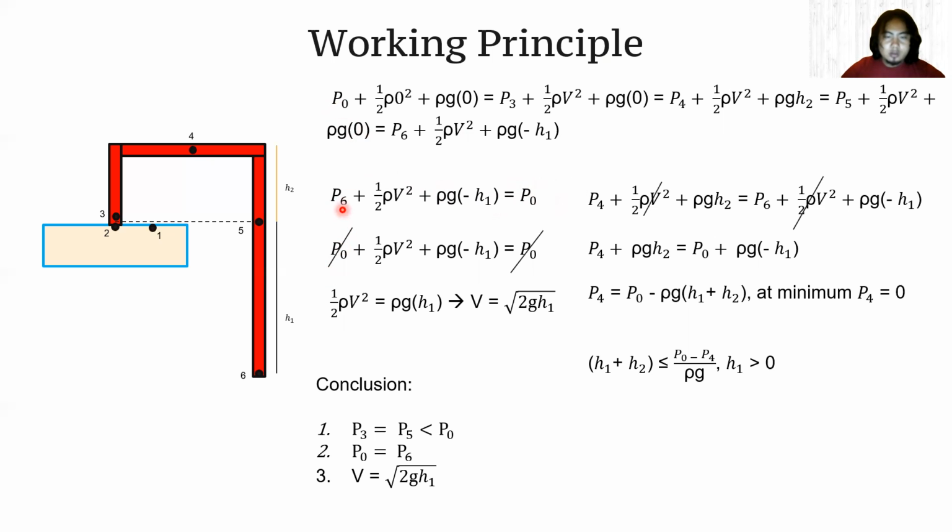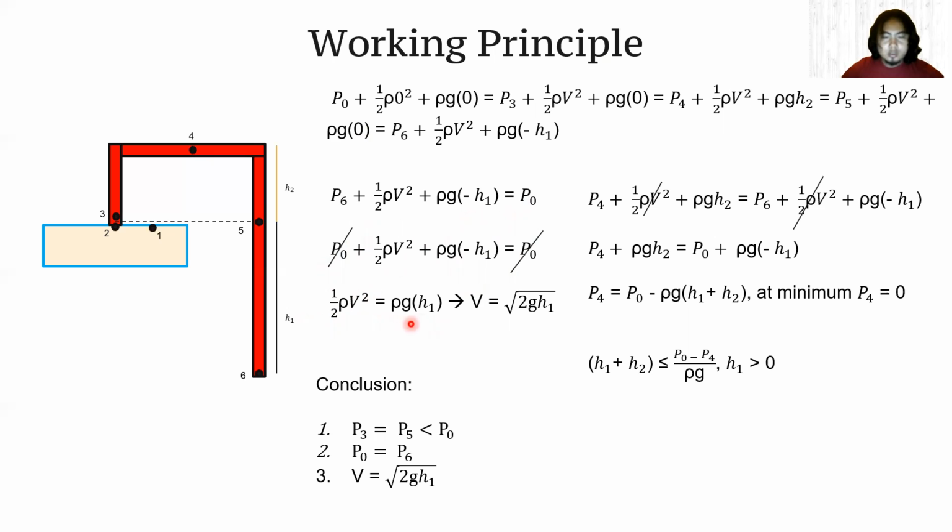And then since P6, at location 6, is located here, which is exposed to the surroundings, P6 will be the same as the atmospheric pressure. Therefore, we can write P naught here, and we have P naught on the right half plane and also P naught on the left half plane, and then we can cancel it out.